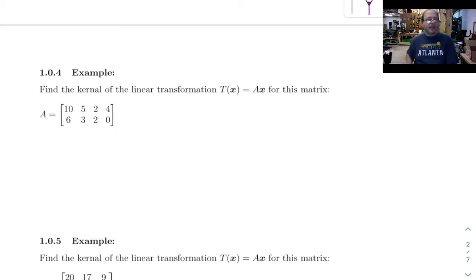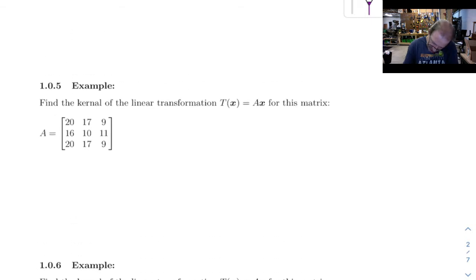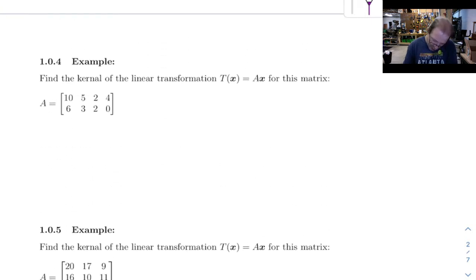Okay, let's look at these next few examples. 104, 105, and 106 all ask us to do the same thing: find the kernel of the linear transformation for the matrix. Formally, what I'd do here on 104 is take this matrix A, multiply it by x, set it equal to the 0 vector, and then solve for x.